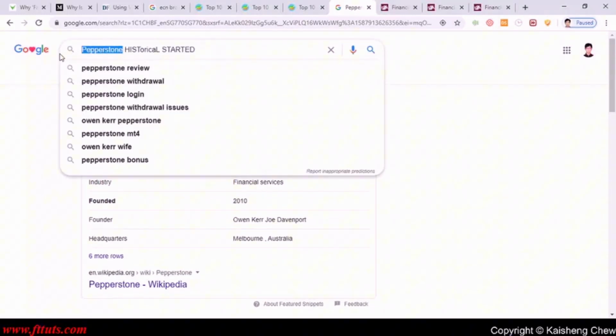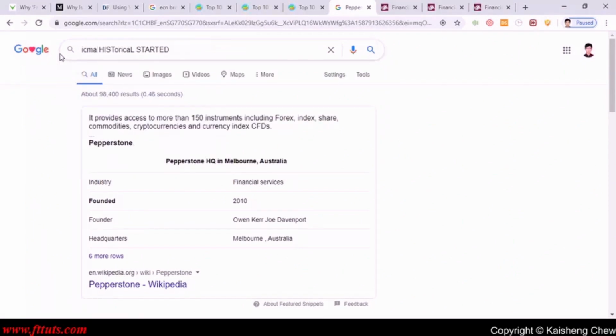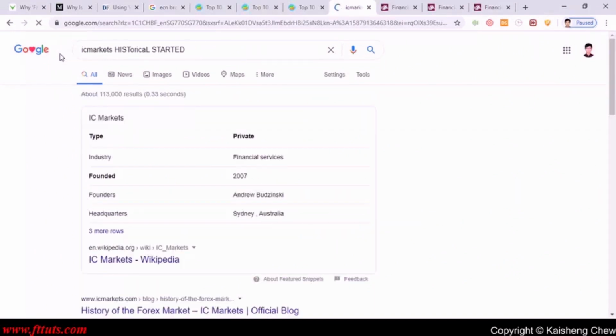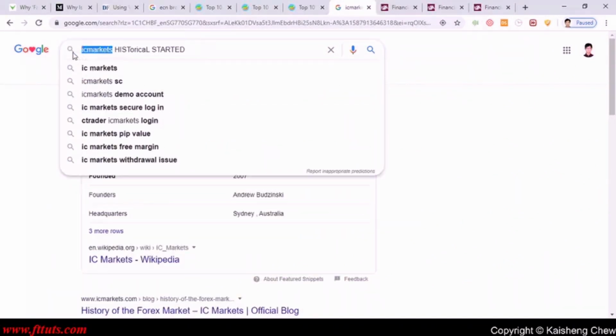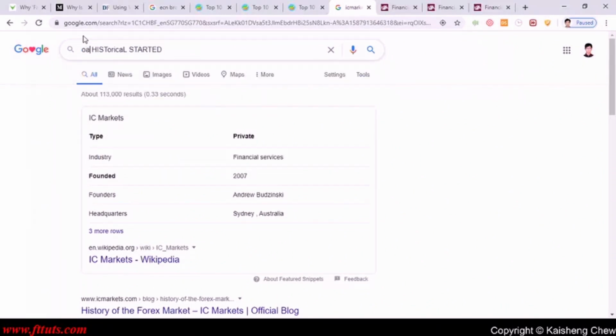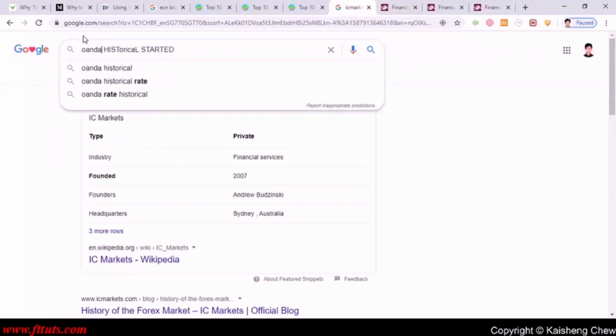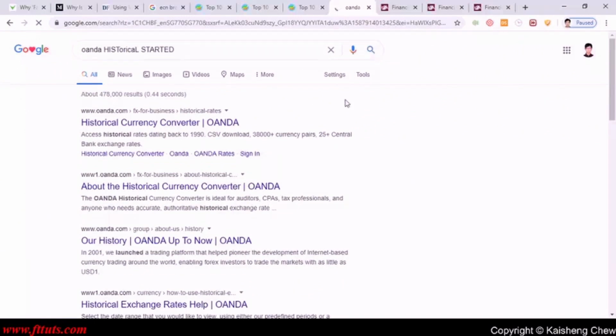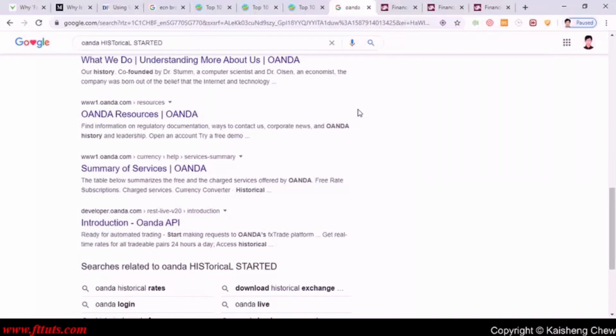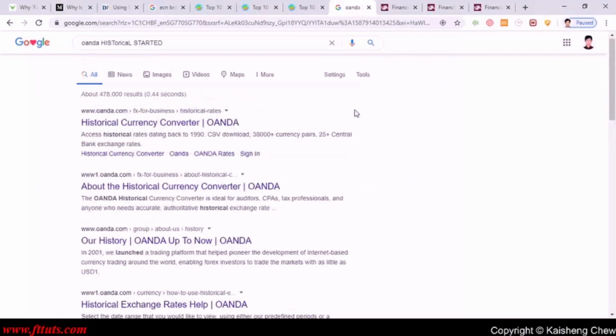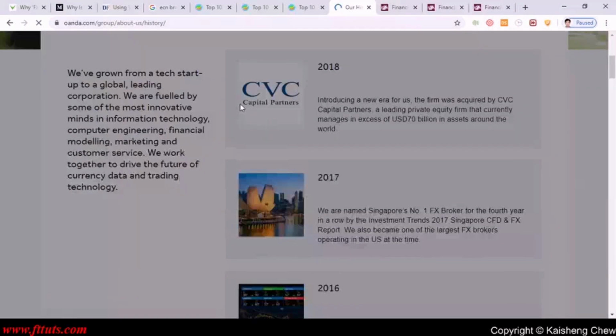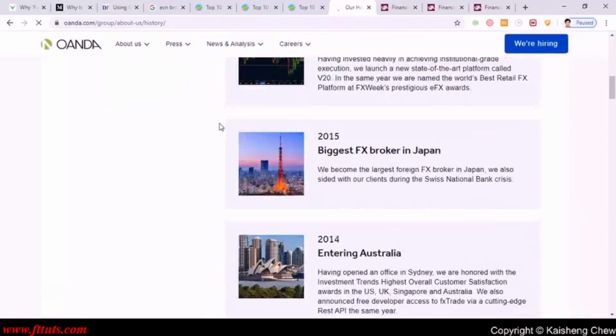So let's check IC Markets, how long it has been in the market. IC Markets is about 13 years already. Usually more than 10 years is quite reliable. OANDA, let's check. 2001. OANDA has been around long, and I think OANDA is also considered quite good.